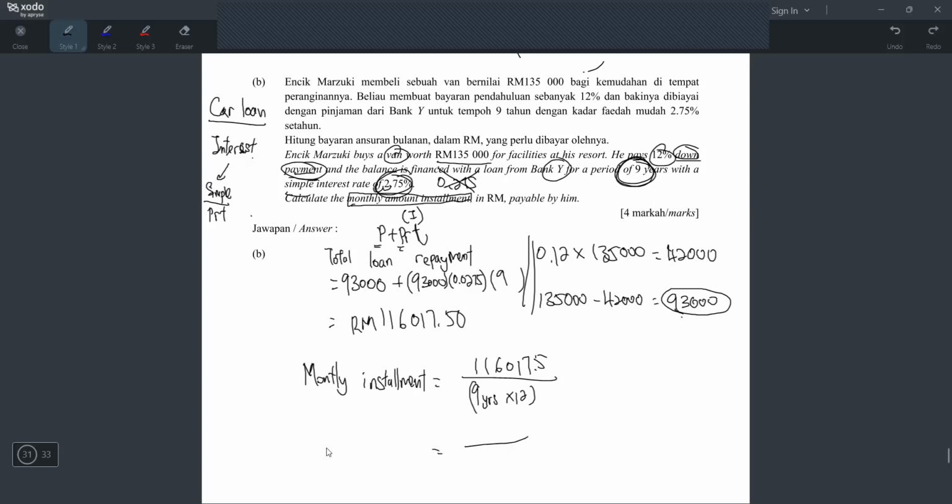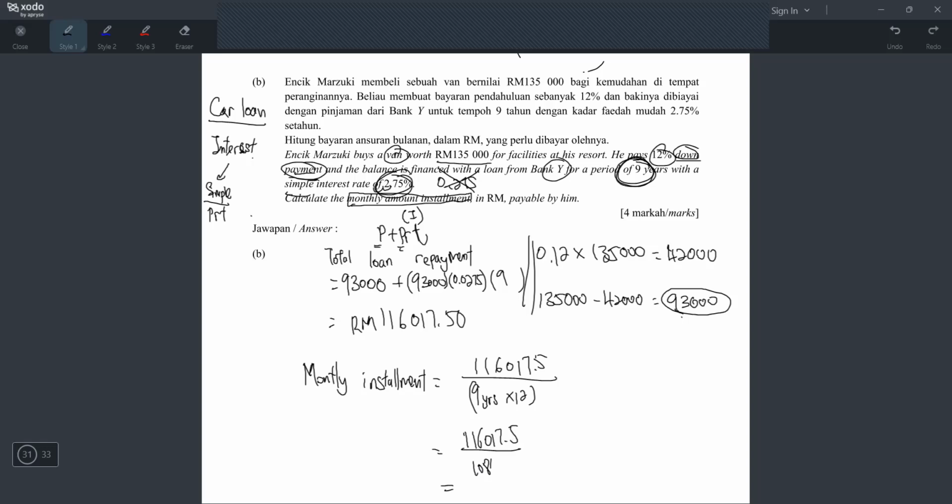And when you press, be careful, you have to press the bottom first. It means you have to press 9 times 12 first. Or you put brackets lah, if you're scared. So 9 years is actually 108 months. So within 108 months, you have to pay 116,017.5. So if you want to get 1 month, you divide lah.